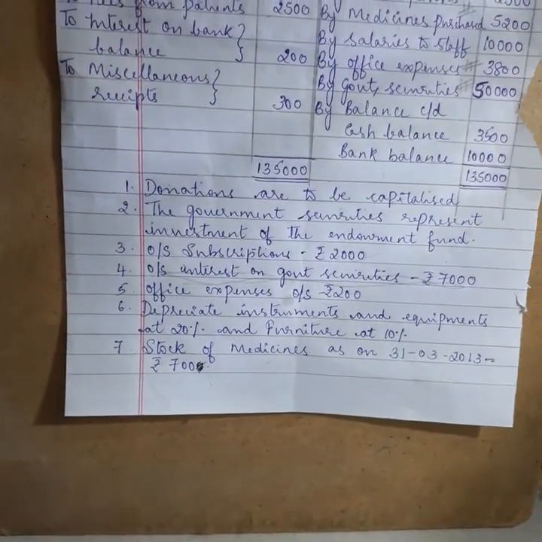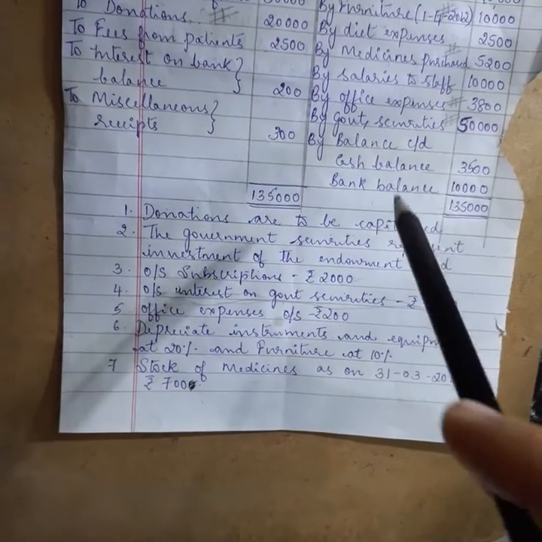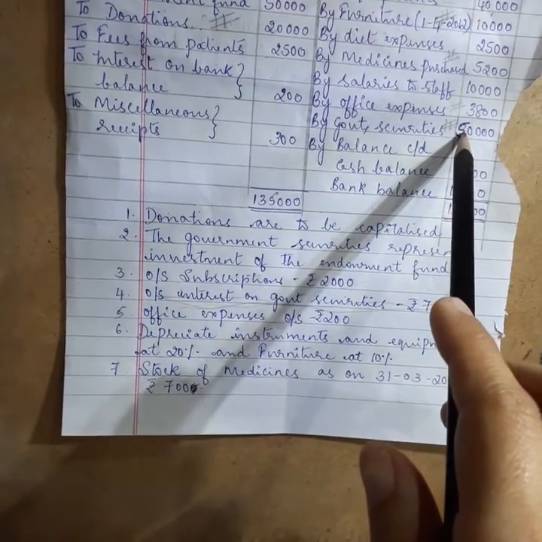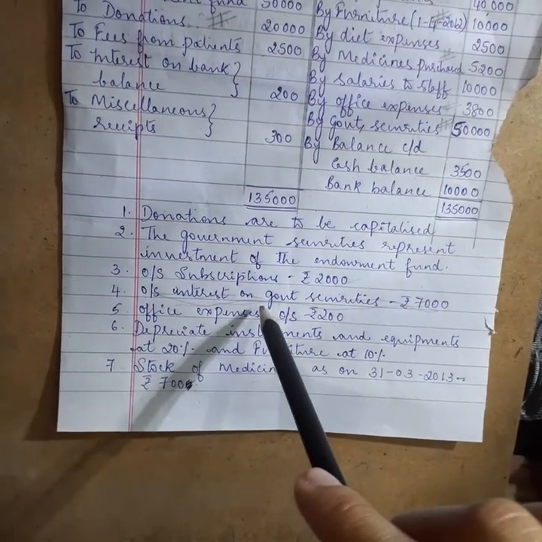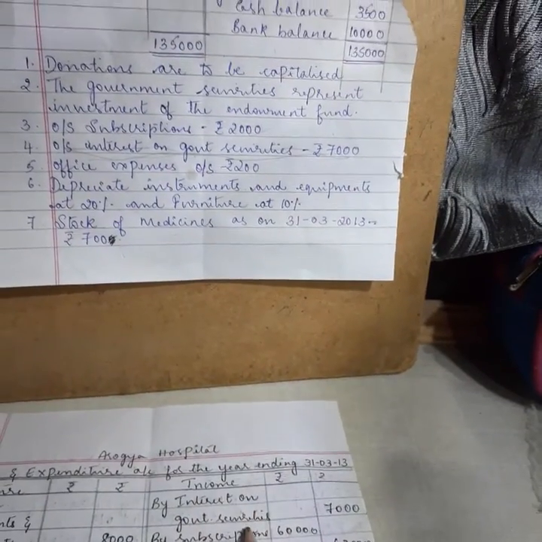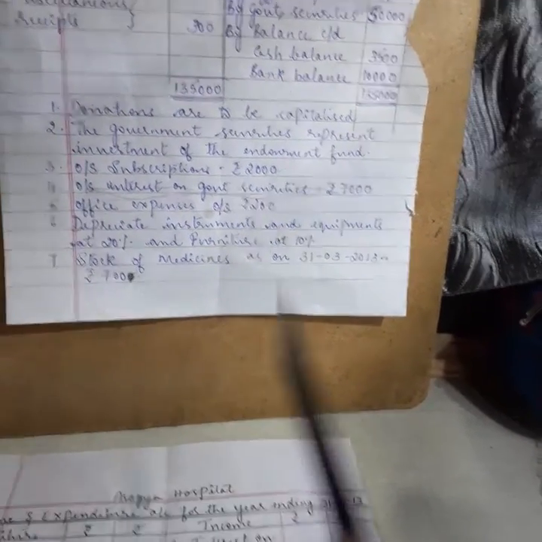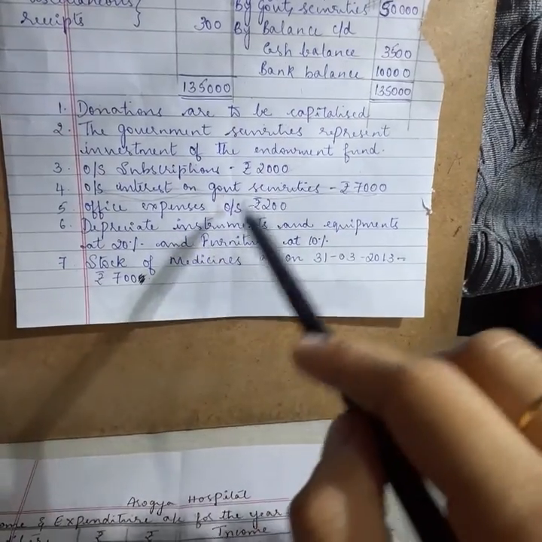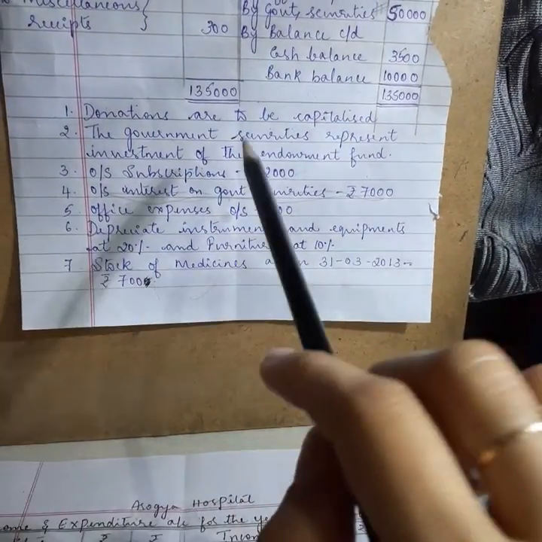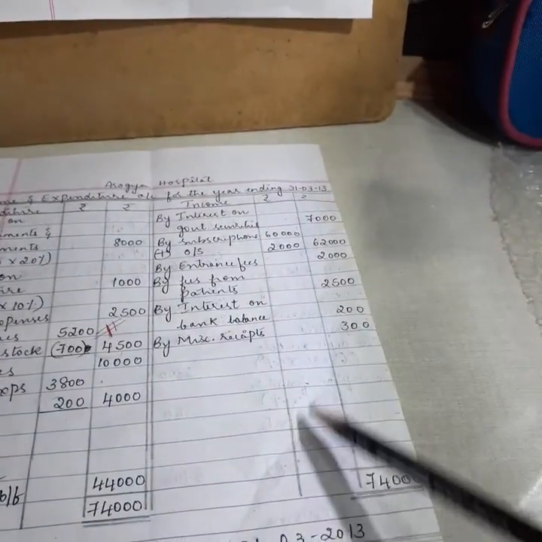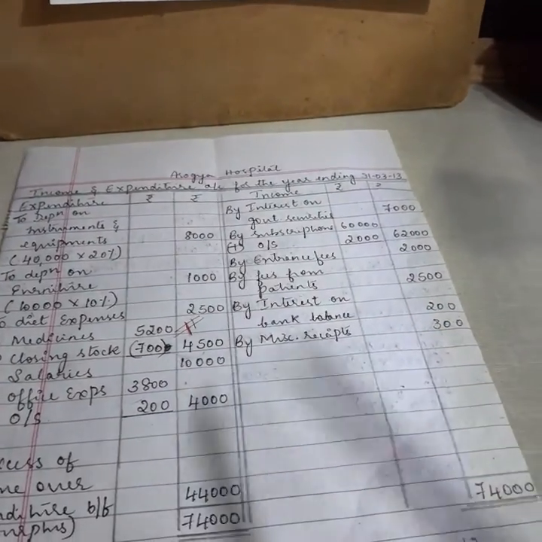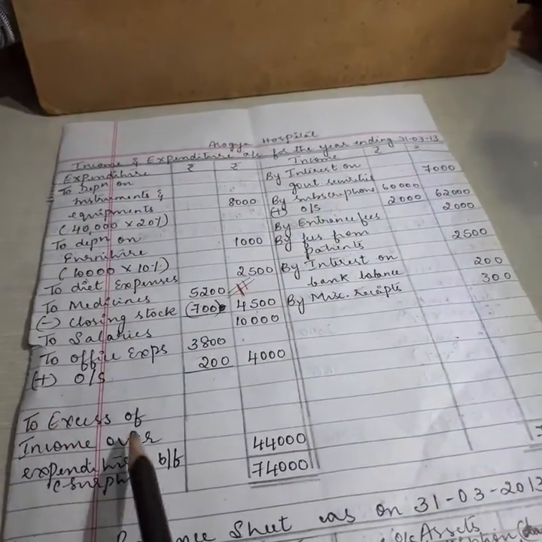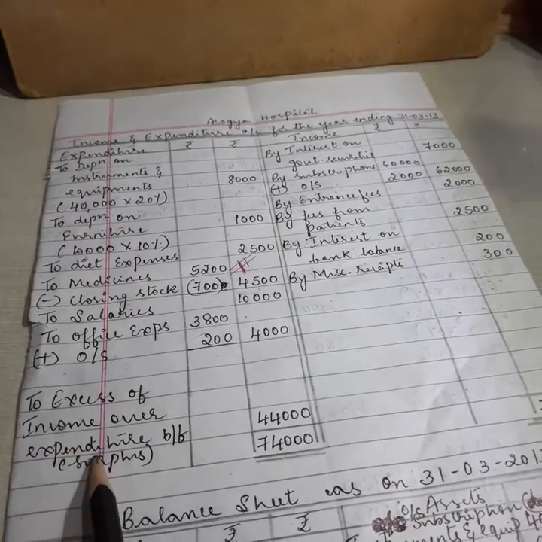So write by, on the income side, interest on government securities. They have invested 50,000 under government securities. On that they have earned interest, but they have not yet received it. It is outstanding. So write by interest on government securities, 7,000. Office expenses we have already recorded. Depreciation already done. Closing stock of medicines also done. So add the income side as well as the expenditure side. In this problem, income is more than expenditure. So we have an excess of income over expenditure. That means there is a surplus.